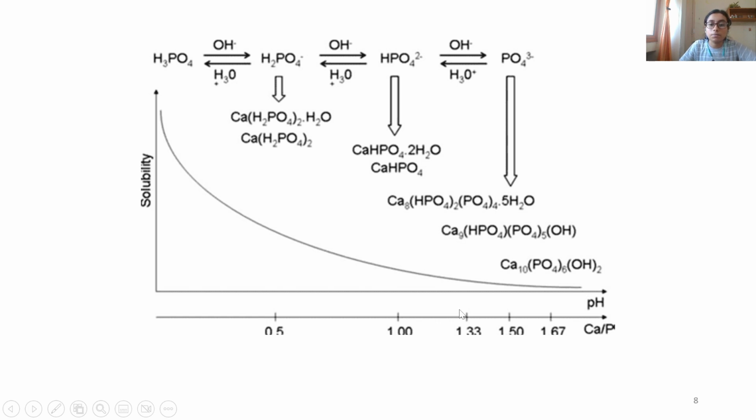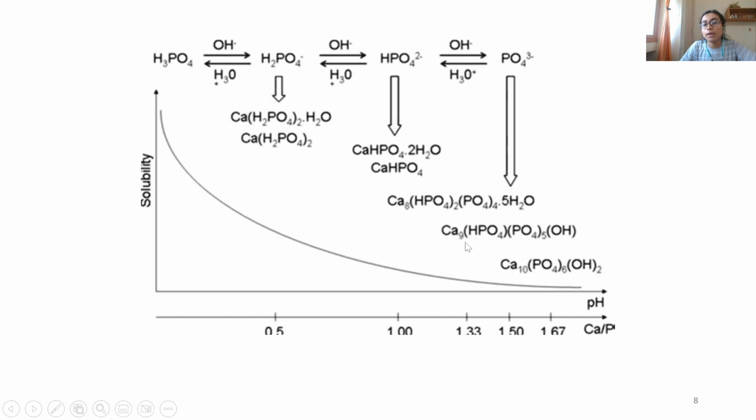And here you can see pH is increasing since we are adding base, so from more acidic to less acidic we are going. And the calcium to phosphorus ratio: in case of phosphate, the calcium to phosphorus ratio will be 1 by 2, so 0.5. In case of diphosphate it will be 1 by 1, and then in case of this species, calcium is 8 and phosphorus is actually 6, so 8 by 6 will give 1.33.